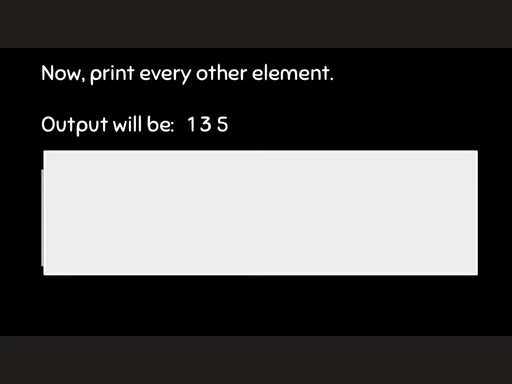Okay, now I want you to modify the code so that it prints every other element. So originally we had 1, 2, 3, 4, 5, but now I want the output just to print out the 1, the 3, and the 5. So see if you can figure out how to change your code. There's only one thing you have to change to make this happen.